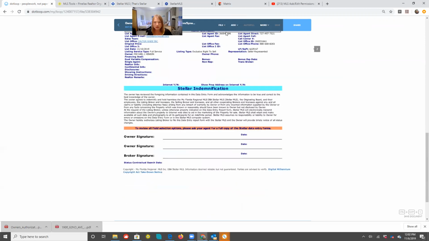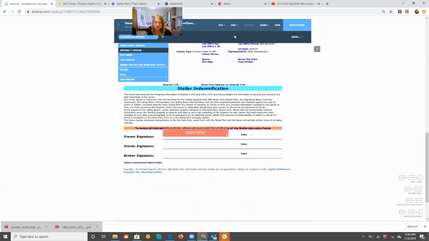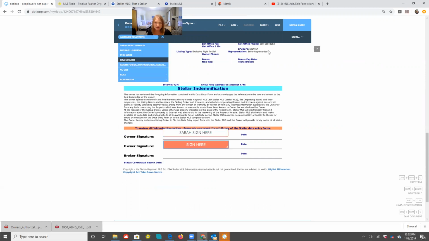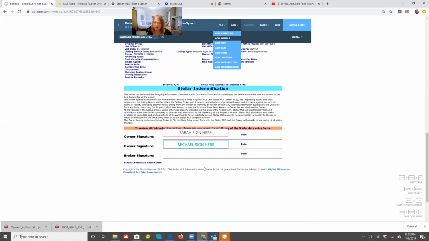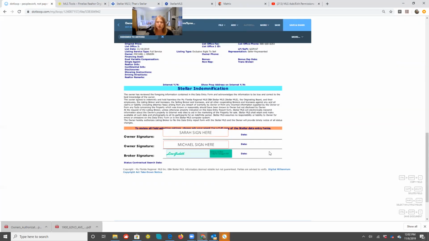You're going to go add signature, owner's signature, assign the field, assign it to your seller, add signature, assign the field, add signature. And this is how you would set anything up. You don't need to add the date because it adds a timestamp, and you can sign this. You don't have to send it to Phil to sign. And that's all that is.